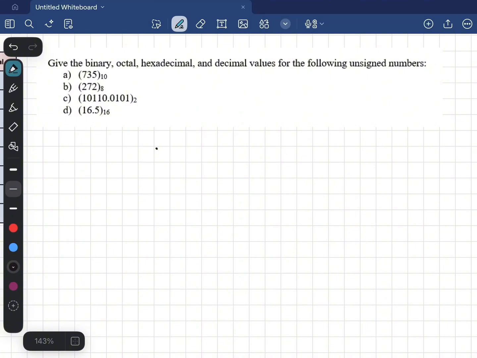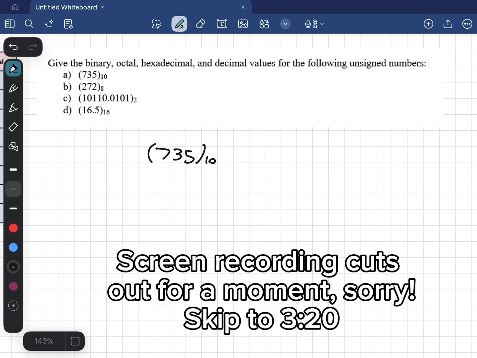For the first example, we have 735 starting in a base 10 form. So the easiest thing to do first is convert from decimal to binary. And to do this, we'll use what's called the successive division method. We will divide our target number by 2, record that remainder, and then repeat until the quotient hits 0. So we'll go ahead and get started.